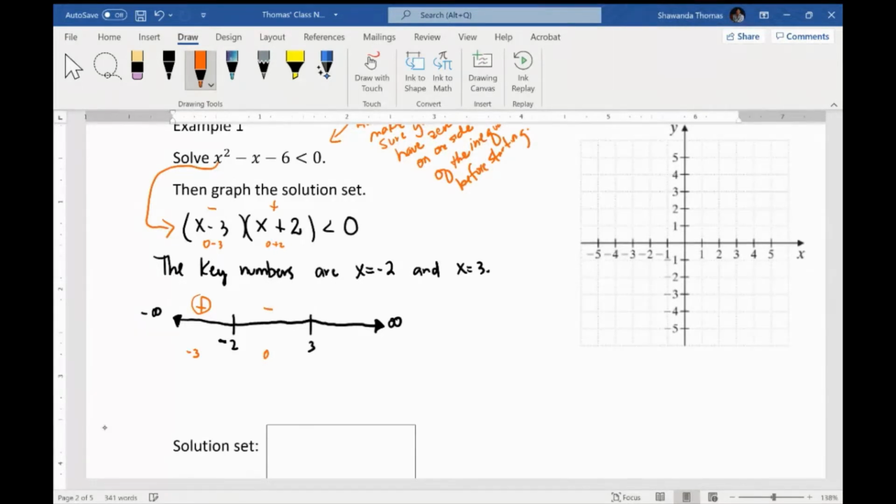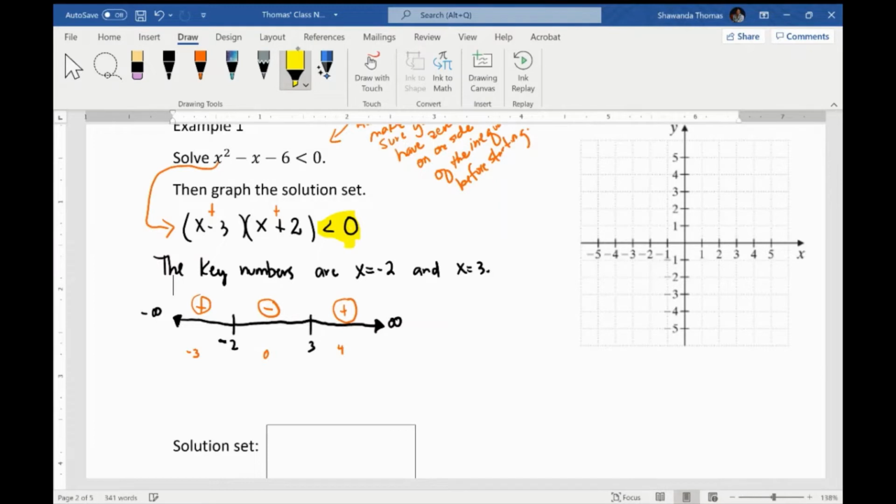Negative. All right, let's choose a number between 3 and infinity. What number do y'all want to choose? 4. So 4 minus 3, would that be negative or positive? Positive. What about 4 plus 2? Positive. Positive times positive is positive.